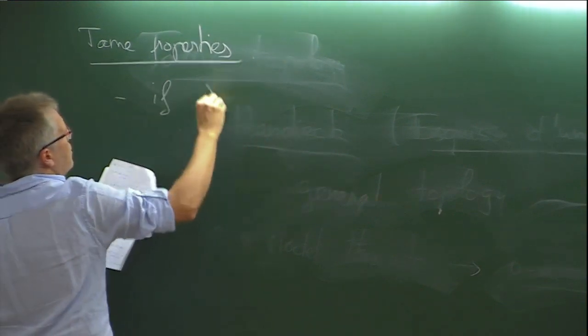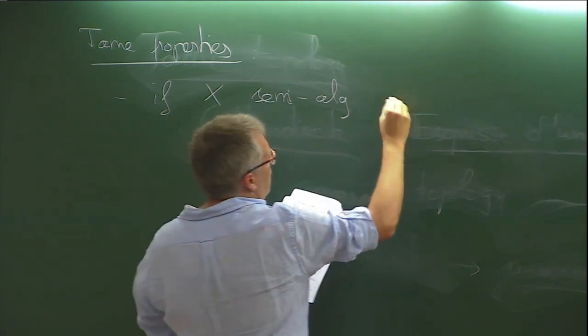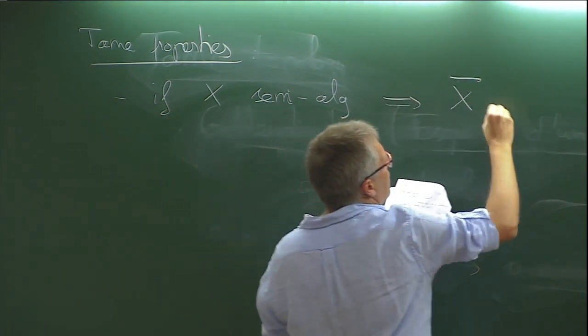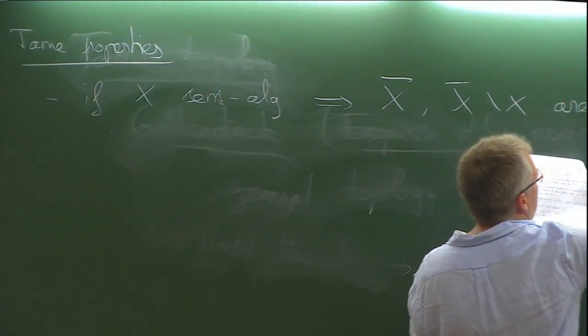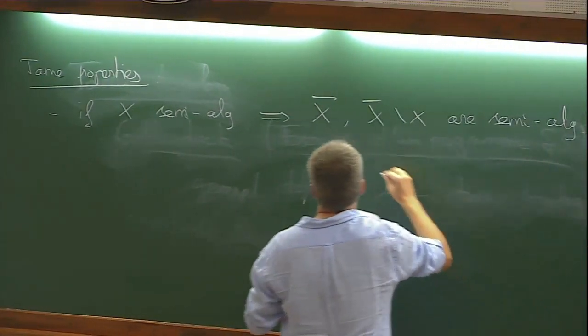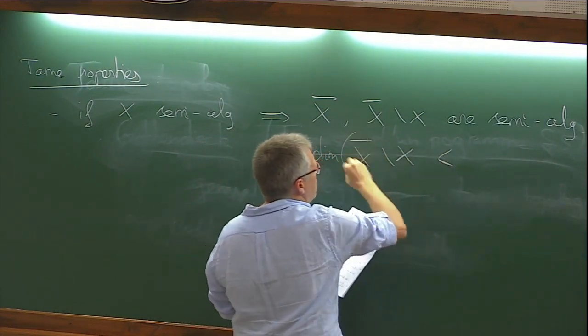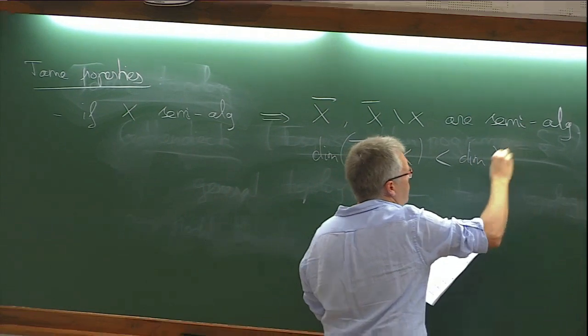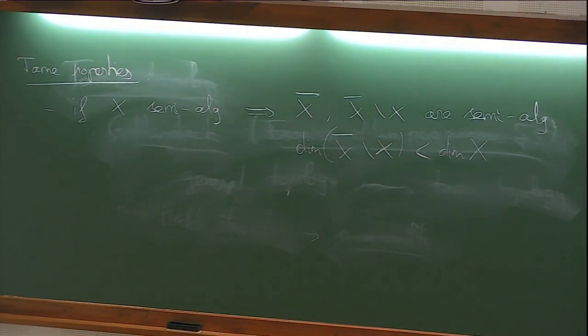That if X is semi-algebraic, then this implies that X bar and X bar minus X are semi-algebraic, and that the dimension of X bar minus X is strictly smaller than the dimension of X. Okay, so this feature does not occur for semi-algebraic sets.